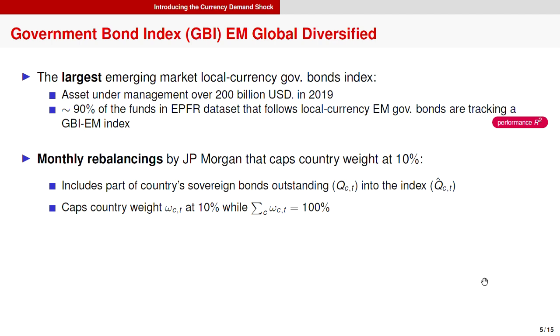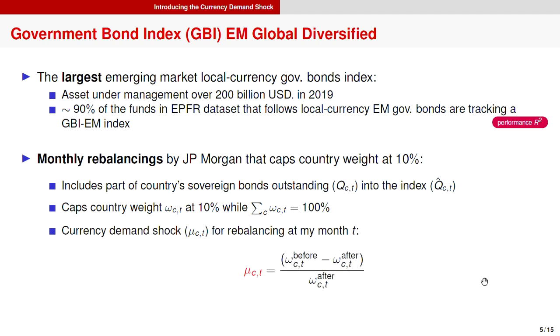Therefore, in this rebalancing event, some countries' weights increase and others decrease, meaning that the mutual funds tracking the index have to passively buy or sell their shares or positions simply to mimic the rebalancing of the portfolio weights in the GBI-EM index, leading to capital flows across countries and moving exchange rates. To capture this currency demand shock, we denote this change in capital flows with the notation mu_Ct, which I call my currency demand shock. It's constructed using weights before and after rebalancing. Okay, it doesn't work.